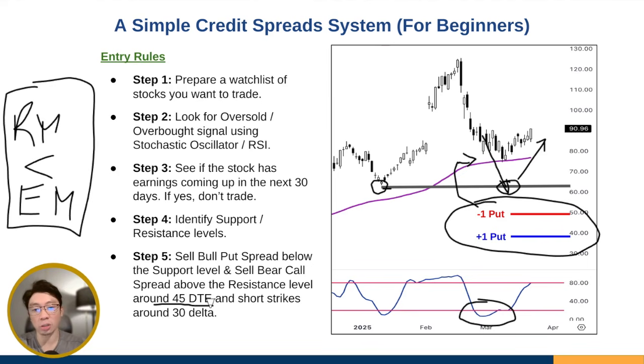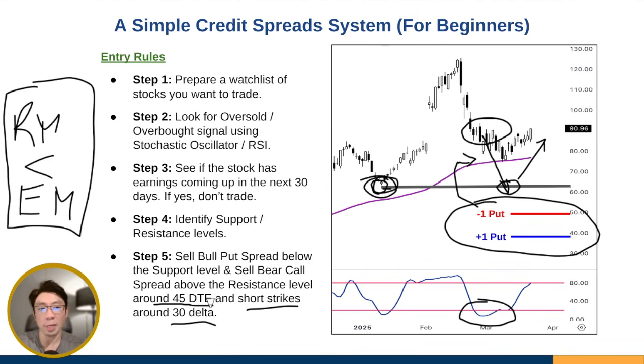Now, as for the short strikes, we want it somewhere around 30 deltas. So let's just say, for example, the moment you see that it's oversold and you know that you want your short put strikes to be around 30 deltas. So what you do is you go to the option chain and you take a look at the strike prices that are below this support area. So let's say this support down here is maybe around $61. So you look for the strike price that is below $61 and you take a look at the delta. If the delta is showing that it's around 30, then you're good to go.